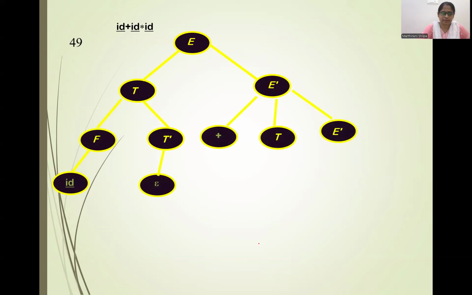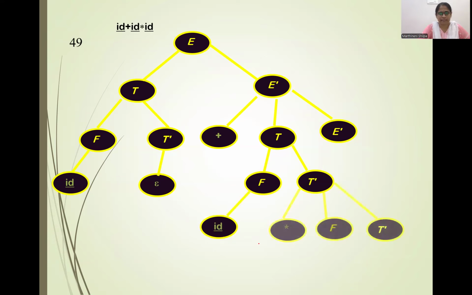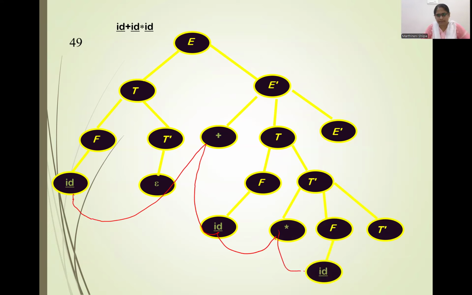by using the parsing steps, parsing by using the stack implementation, we are going to construct the parse tree, and the parse tree will be like this. So initially, id plus id star id is the input string which is parsed by using the LL1 parsing algorithm.